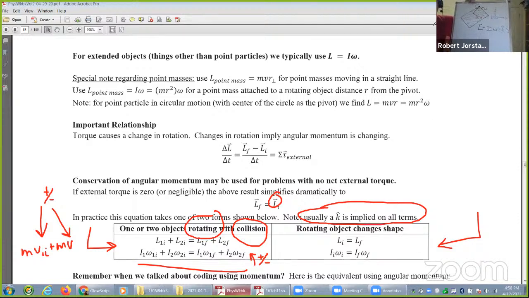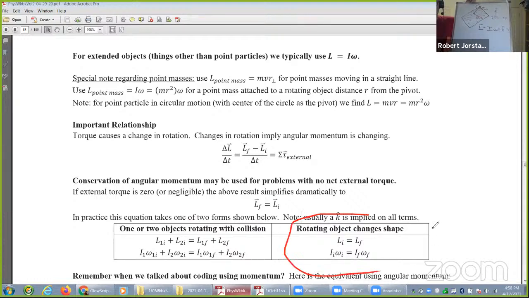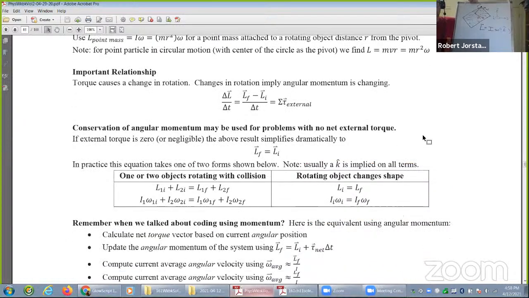This one over here is a little bit different. This is kind of like the zombie in a canoe problem a little bit, where here you have a rotating object that changes shape. And we'll handle that in a little bit. But maybe let's focus on some of these basics first. We'll focus on the first one. We'll do all this today.